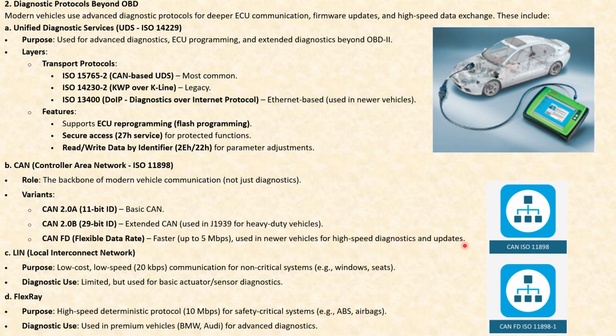used in newer vehicles for high speed diagnostics and updates. Now I briefly touched upon LIN, Local Interconnect Network. The purpose is low cost and low speed; diagnostic use is limited but used for basic actuator and sensor diagnostics. Next is FlexRay, which is a very high speed one, and it is also used for diagnostics.